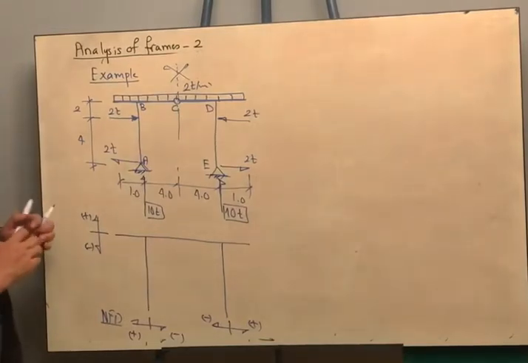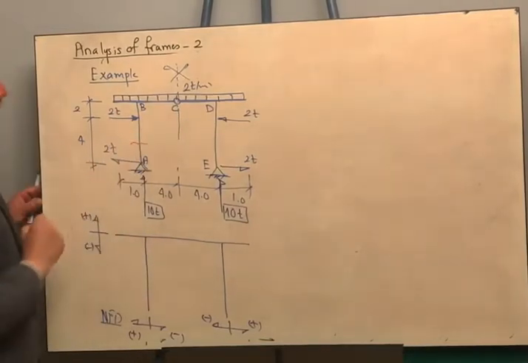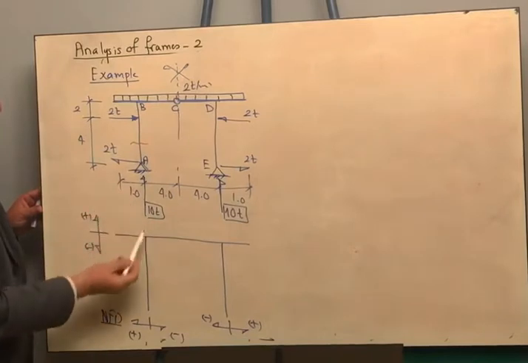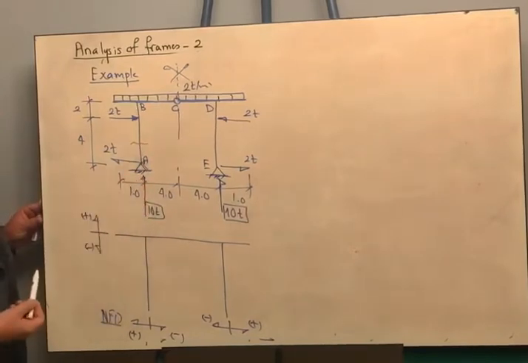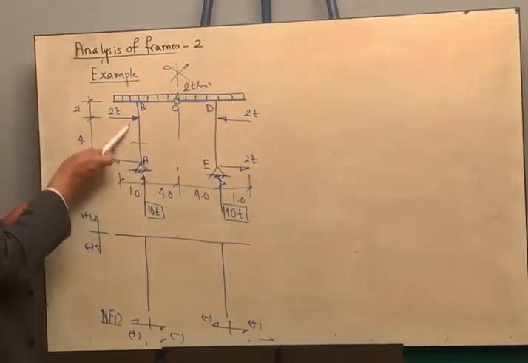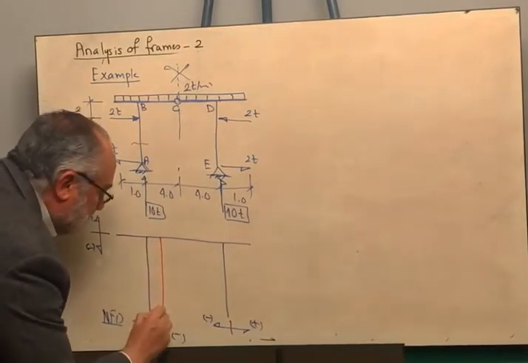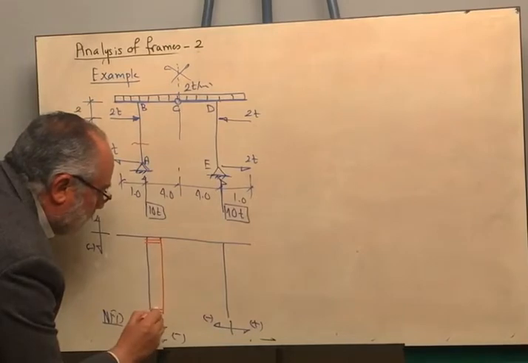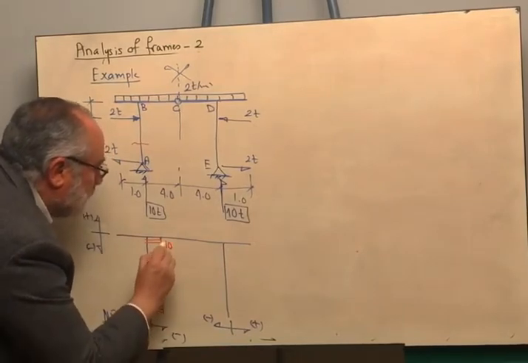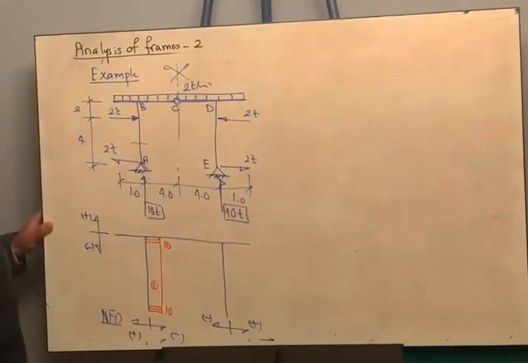If I want to get the normal force at this section, I will take the lower portion. I'm having 10 tons, so it is causing compression. The condition persists throughout the member AB, so the normal force is compression, and it is equal to 10 and 10.